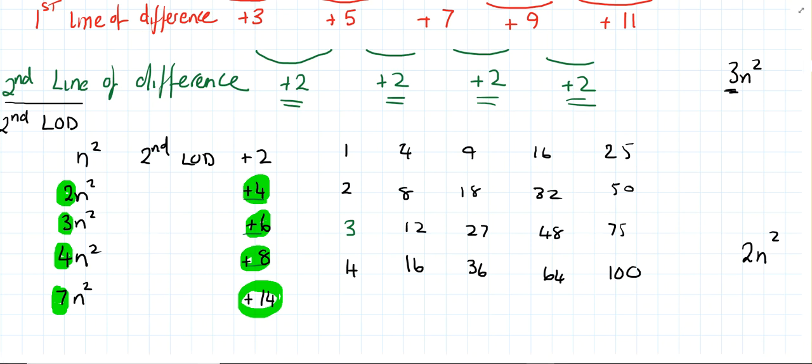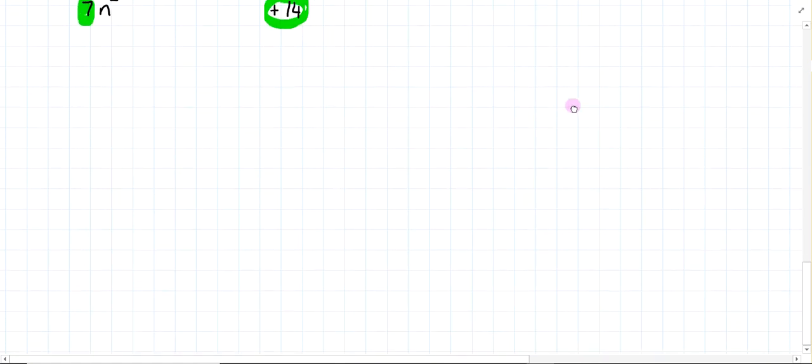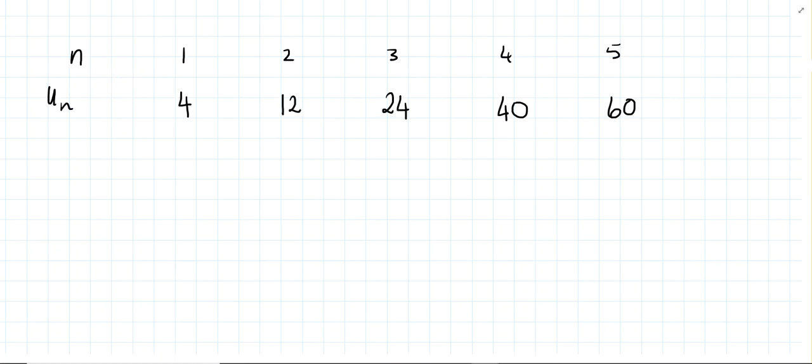So for instance, if we try and apply this now, if I were to give you a sequence, you're going to have to bear with me, I'm going to have to think about it. Okay, so I've given you the first 5 terms of a sequence, so what we want to do is see whether we can figure out what un is. Can we find this explicit formula? Can we find the rule for the general term?